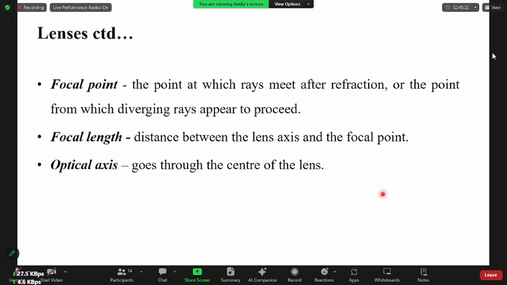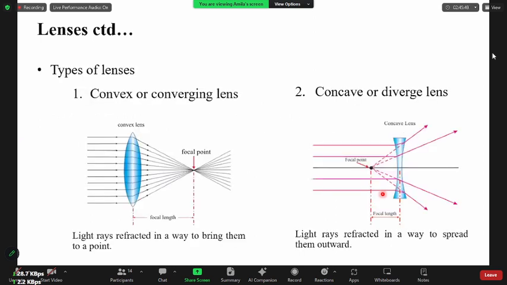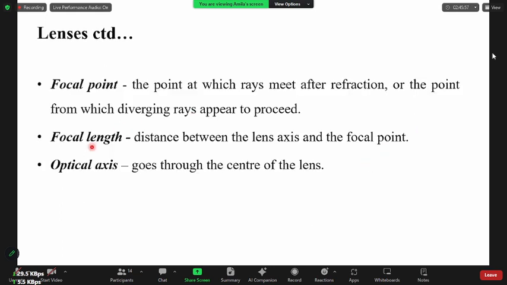Focal point: the point at which rays meet after refraction, that means after going through the lens, or the point from which diverging rays appear to proceed. So you can see light is coming from this point. We call that point the focal point. Then, focal length.